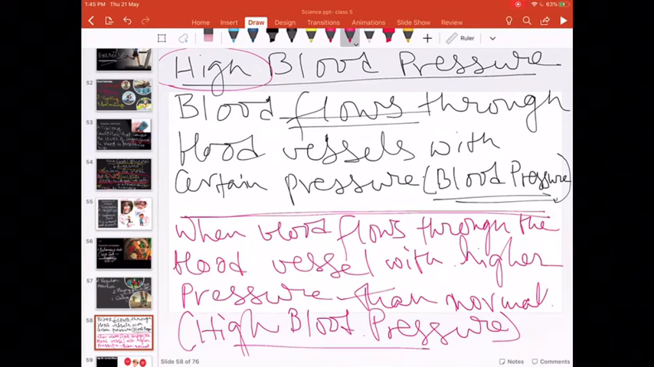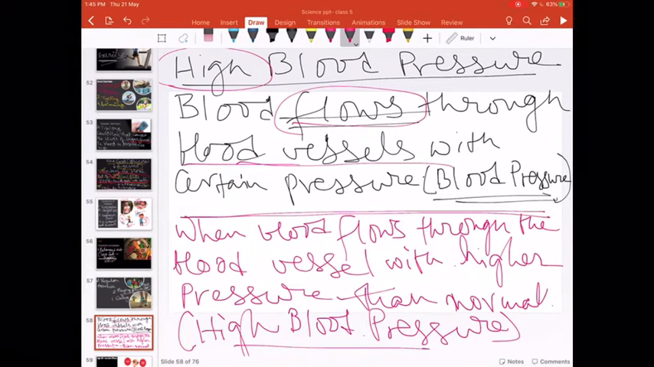So students, do not get confused. Blood pressure everybody has. You have blood pressure, I have blood pressure. Without pressure, the blood will not be able to flow through the blood vessels. But if we get a situation where the pressure of the blood becomes high, higher than the normal, then we say it's high blood pressure. Okay?